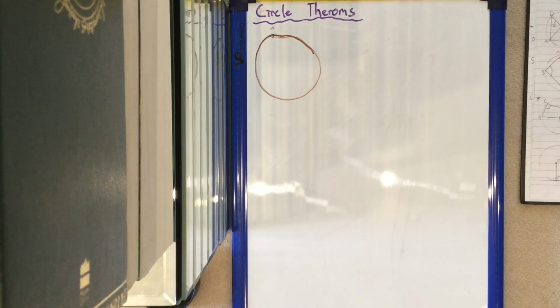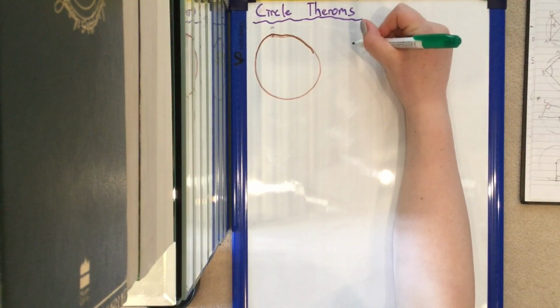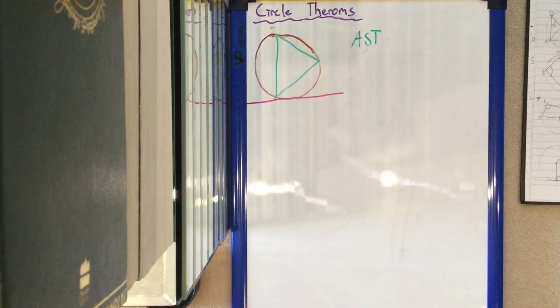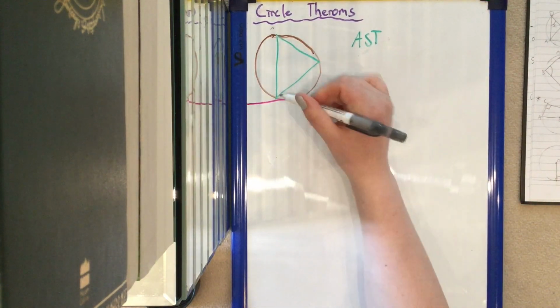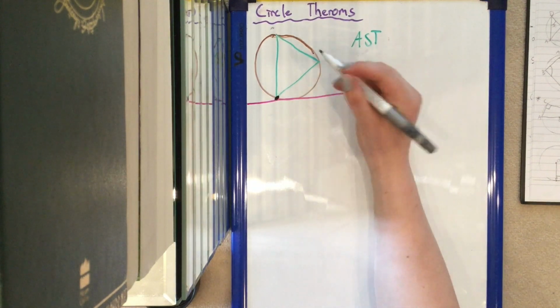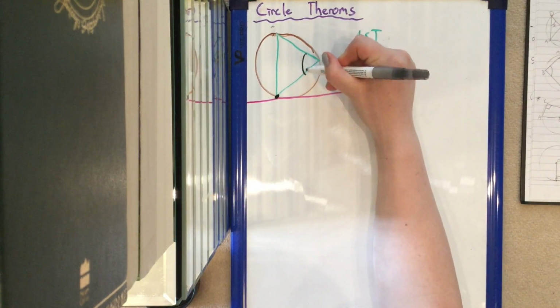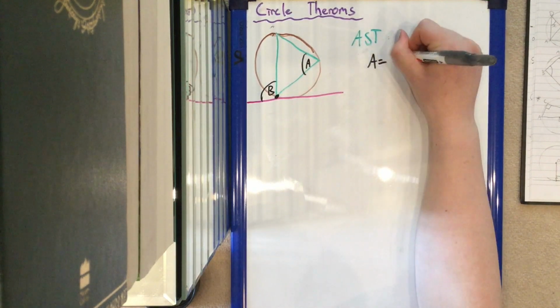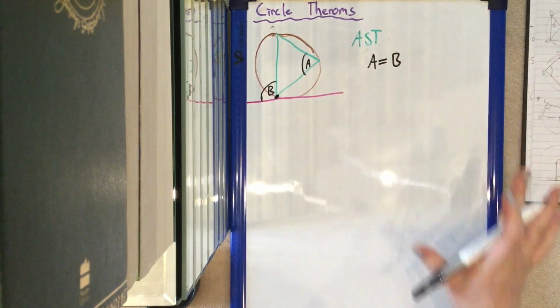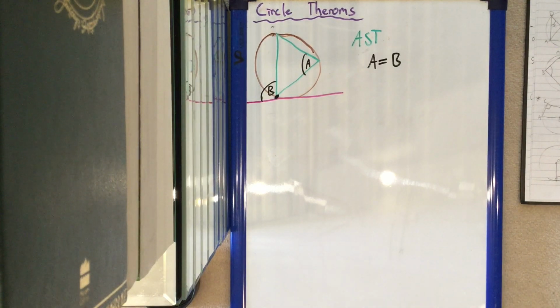The next theorem is called the alternate segment theorem, often shortened to AST, and it states that when you have a triangle and a tangent and a point of contact between the two, then this angle here, called A, and this angle here, called B, are going to equal each other. You don't need to know any kind of proofs for this, just that it happens.